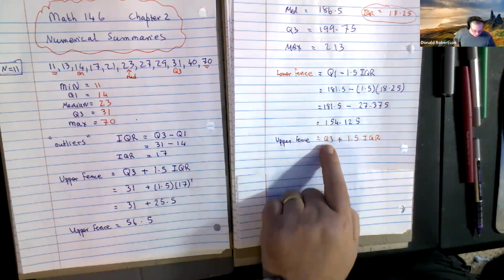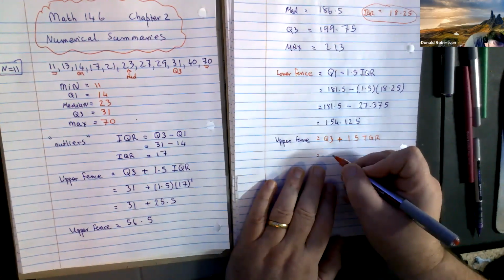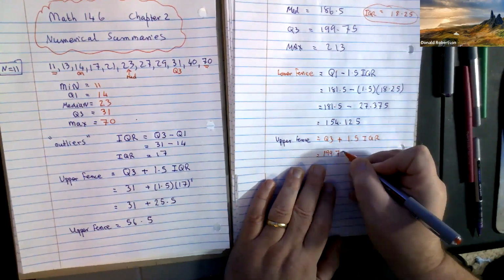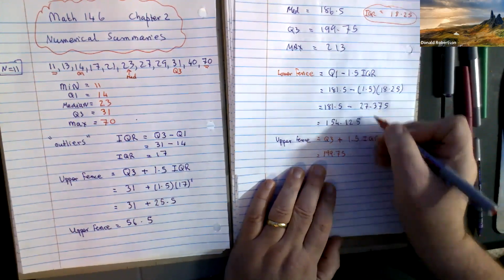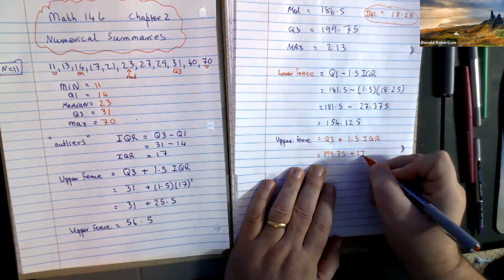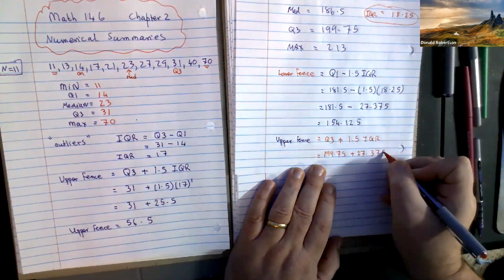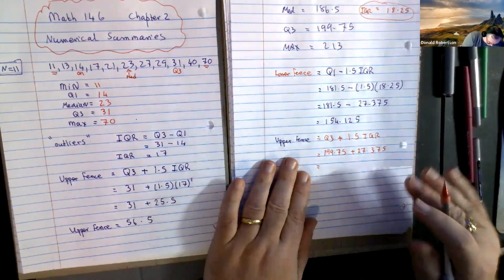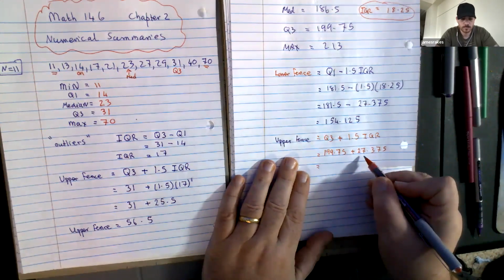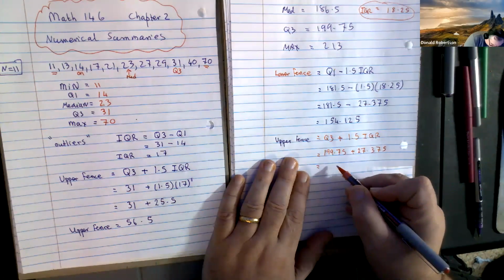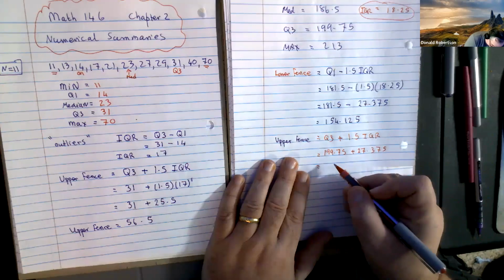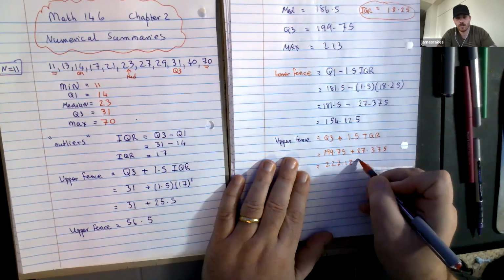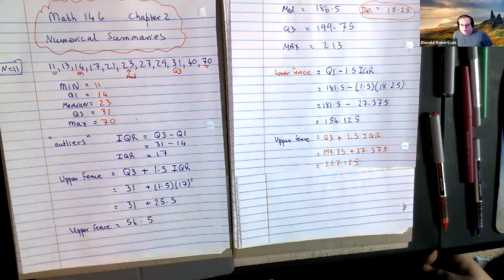Instead of a Q1, you use Q3. So this time it's going to be 199.75. And these two guys, we've already found what they are, but we're going to add them this time. And what do you get when you add this and this together? Certainly in the 200s, but 200 and what? 227.125.